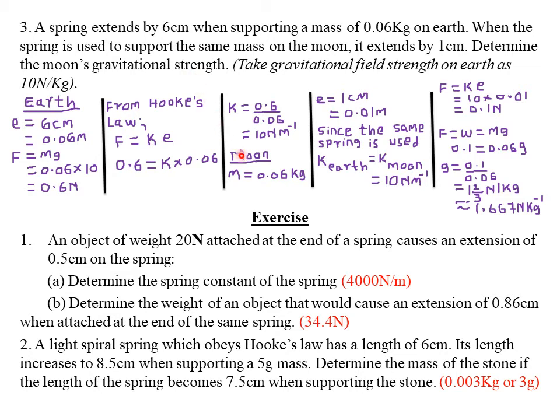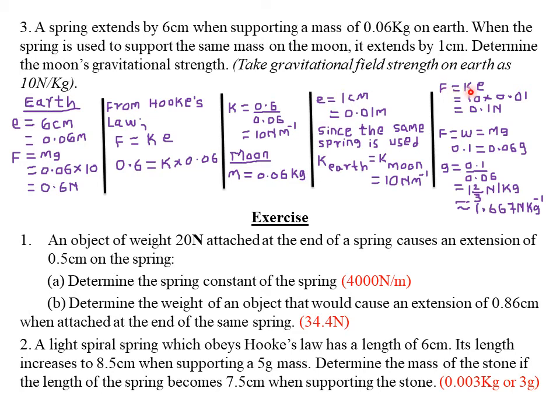In fact, that's why we are asked to find the gravitational field strength for the moon. So we have the mass for the moon, and we also have the extension on the moon. We are told the spring is extended by 1 centimeter. In its SI unit, it will be 1 centimeter divided by 100, which gives us 0.01 meter. Since the same spring is used, the spring constant K on Earth is the same as the spring constant on the moon, because you are using exactly the same spring. So the spring constant is 10 Newton per meter, as we had already calculated.